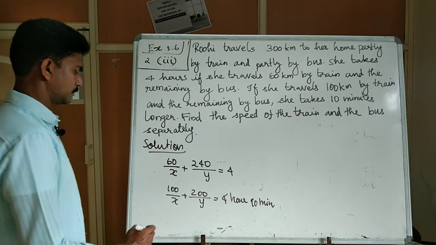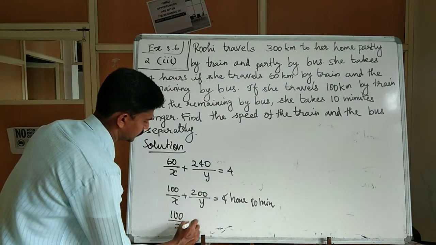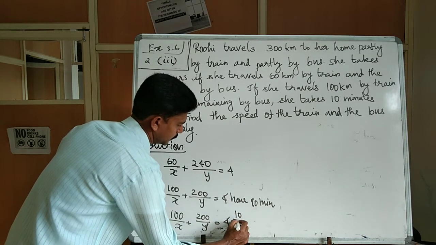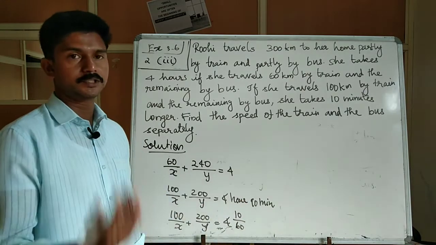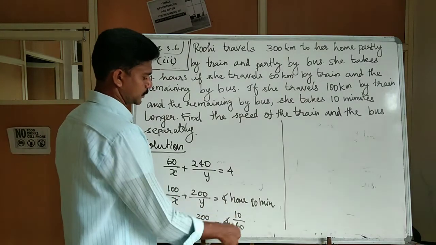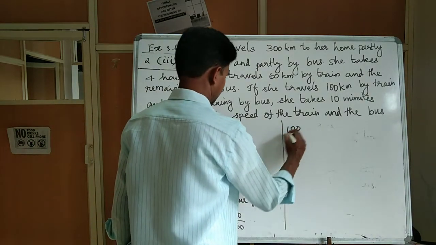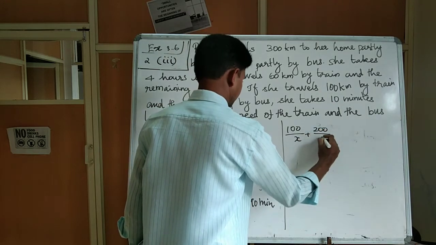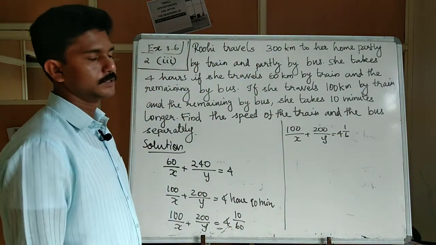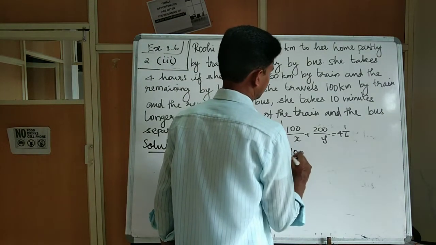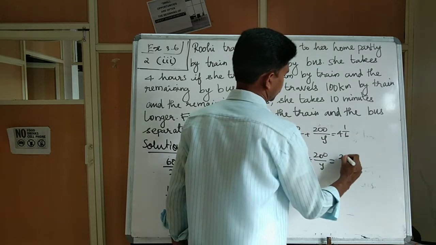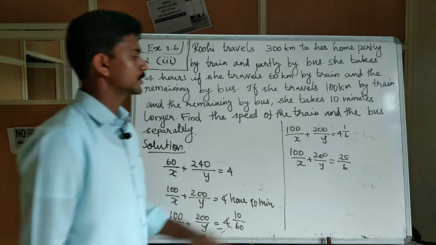This 4 hours and 10 minutes we can convert: we write 10 by 60, so when you divide by 60 it is converted into hours. Cutting the zeros, we simply get 100 by x plus 200 by y is equal to 4 1 by 6. Further simplifying, 4 times 6 is 24 plus 1 is 25, so 100 by x plus 200 by y is equal to 25 by 6.